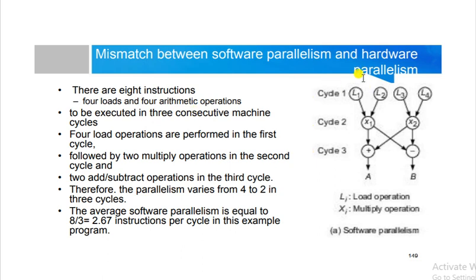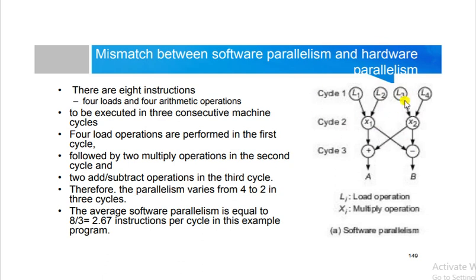As in this figure, in cycle 1 the machine loads 4 variables L1, L2, L3, L4, and in cycle 2 the variables are multiplied with each other, L1 star L2 and L3 star L4, and in cycle 3 it's added: L1 star L2 plus L3 star L4, and also L1 star L2 minus L3 star L4.